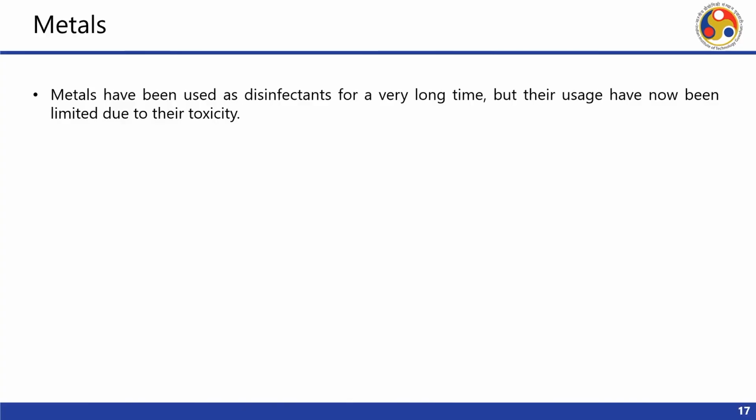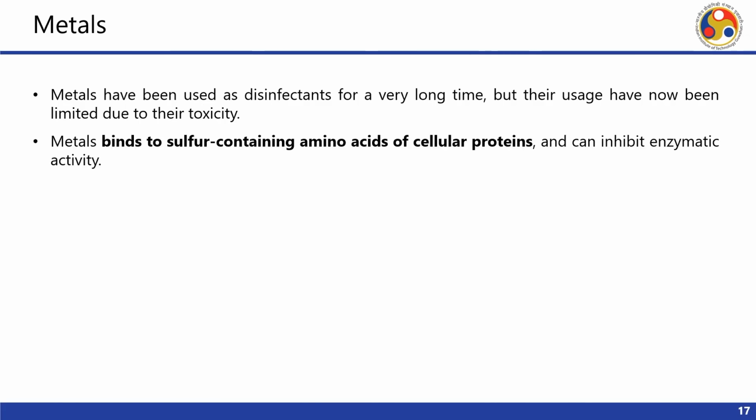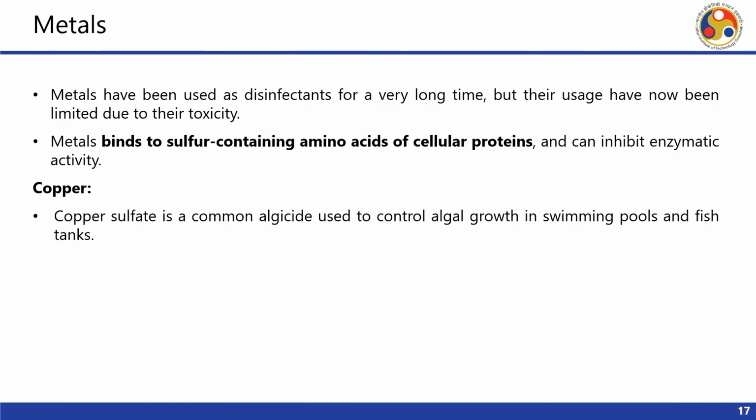Let us now discuss certain metals which are used as chemical control agents. Metals have been used as disinfectants for a very long time, but their uses have now been limited due to their toxicity. Metal binds to sulfur containing amino acids of cellular proteins and can inhibit enzymatic activity. Let us discuss copper. Copper sulfate is a common algicide used to control algal growth in swimming pools and fish tanks.